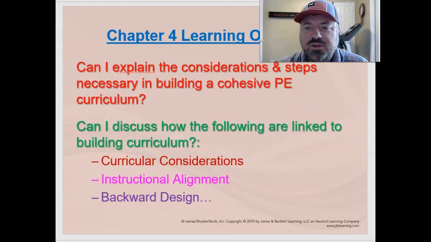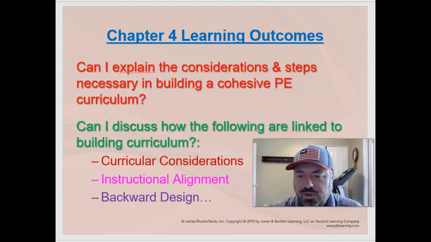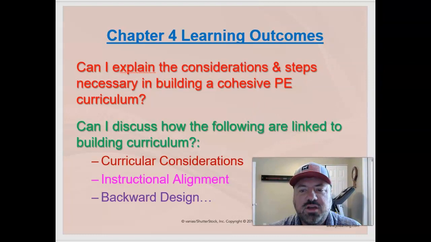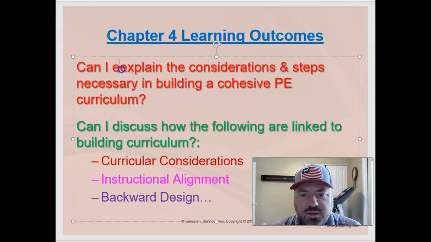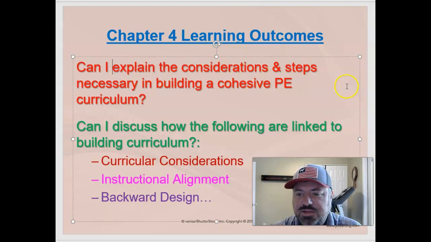So if we remember at the beginning of the chapter, we discussed some various learning outcomes we'd like to have as a student. Here are a few of them that I'd like to ask you. So ask yourself, can I explain the considerations and steps necessary in building a cohesive PE curriculum?